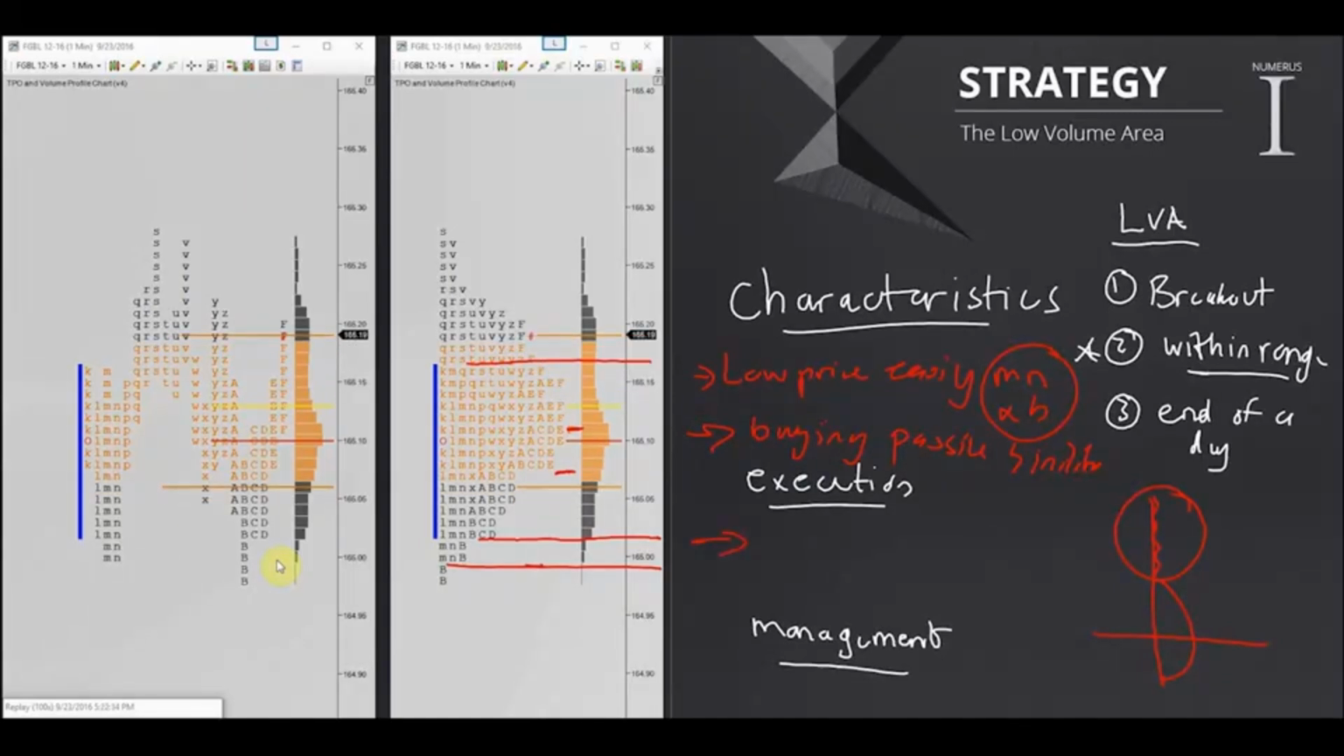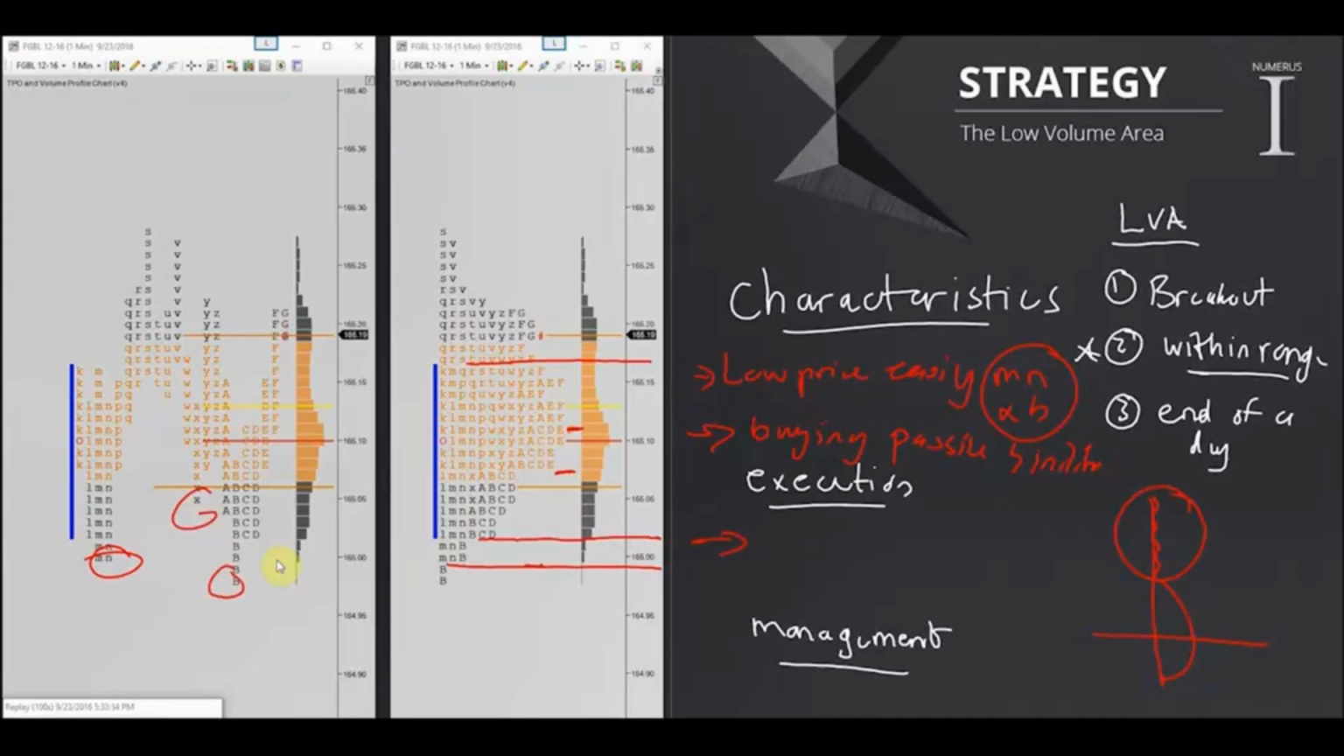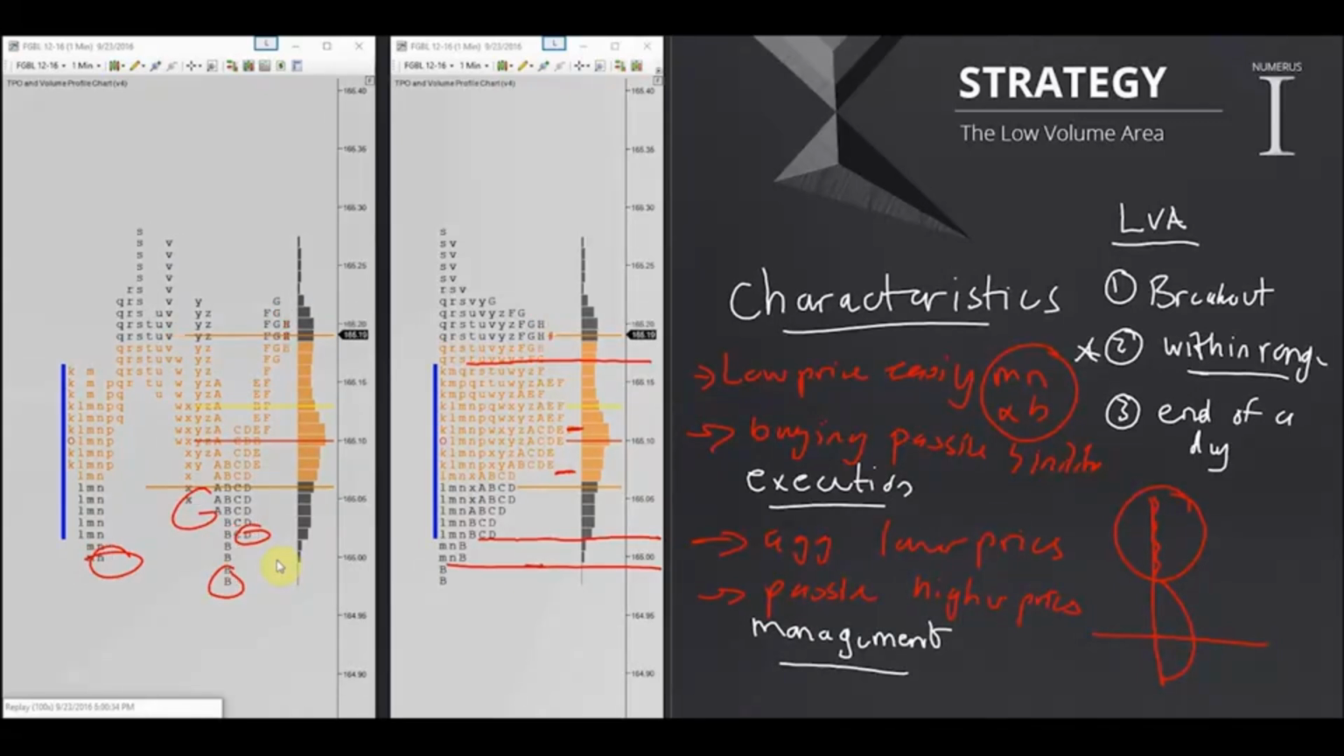So in terms of the execution style, what you need to note straight away is, note how if you were aggressive at M, N, X, B, C, and D, we'd be aggressive at lower prices, and we'd be passive at higher prices. That's the key to trading this strategy, to notice where is the trade location that I can afford to be aggressive and where is the trade location that I need to be passive.